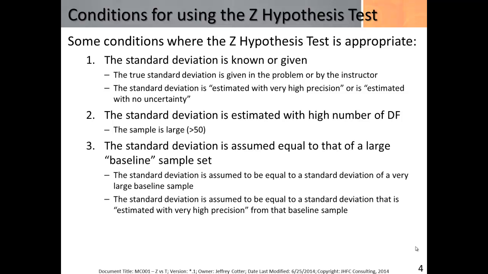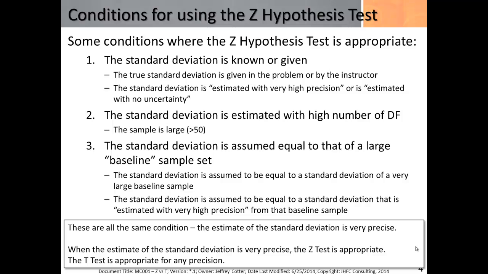A third case might be where the standard deviation is assumed to be equal to that of a large baseline sample set. A baseline sample set, for example, might be a large quantity of historical data. In this case, the problem might state that the standard deviation is assumed to be equal to that of a very large baseline sample. Or the problem might state that the standard deviation is assumed to be equal to one that is estimated with very high precision from a baseline sample.